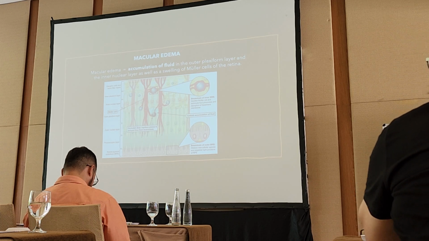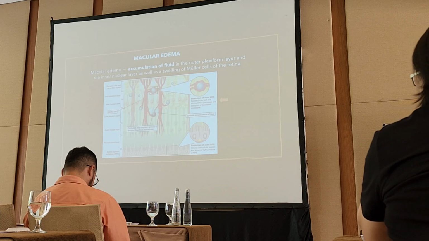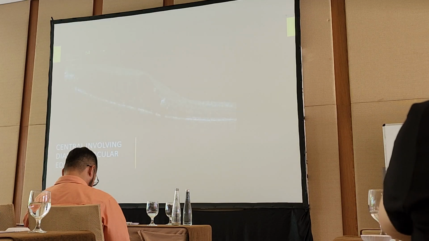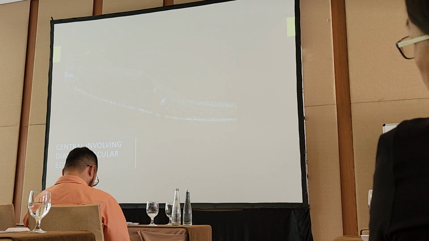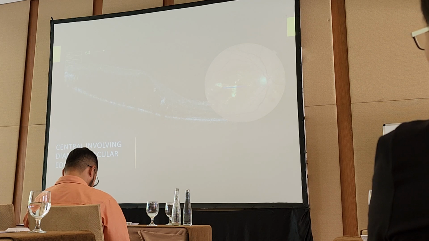Macular edema is actually caused by the breakdown of the inner blood retinal barrier and also the breakdown of the outer retinal barrier. Okay, this is an example of central involving diabetic macular edema, OCT scans. You can see this is the fundus photo. The scans is over there. Anyone can tell me what do you see in the OCT scan?